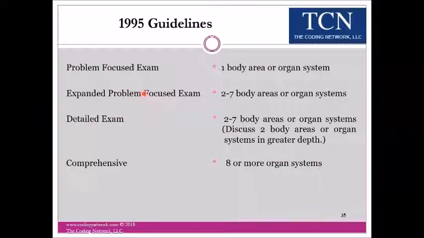But the question is, why does it matter? The only time it matters is for the comprehensive exam, where you have to have 8 or more organ systems. If any of the 8 were really just body areas, as defined in that previous slide, you wouldn't get credit for the comprehensive. And again, the comprehensive exam is what you need for your higher level new patient visits, levels 4 and 5. Other than that, you don't need to worry about that distinction at all.